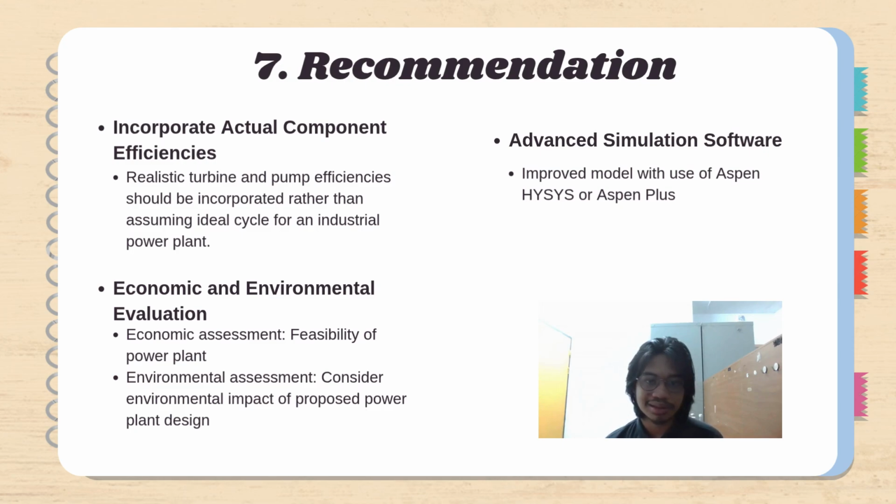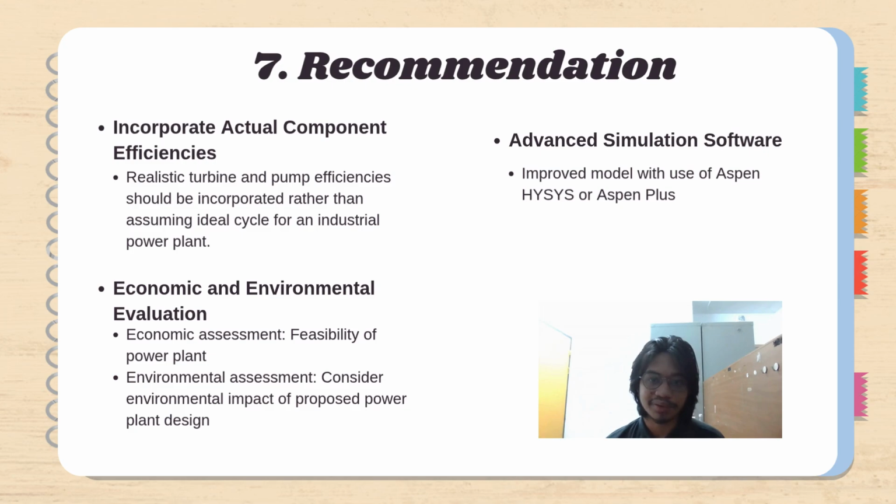For recommendations, several recommendations are proposed to improve the accuracy, efficiency, and reliability of the Rankine cycle system. First, actual turbine and pump efficiencies should be incorporated instead of assuming ideal isentropic processes. In real industry power plants, turbines and pumps experience losses, so using actual component efficiencies will make the simulation more realistic.